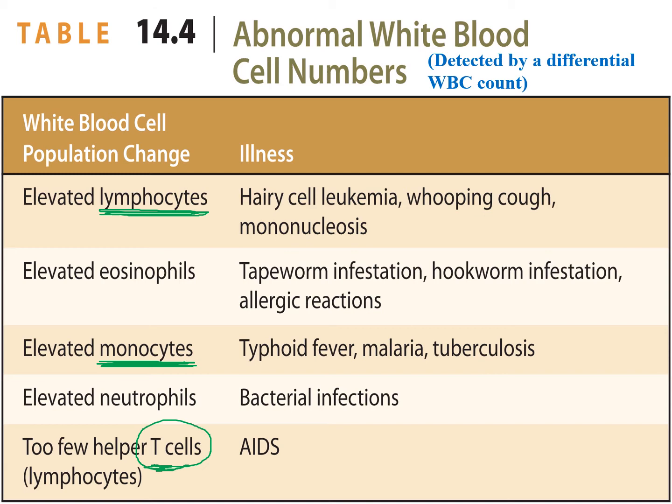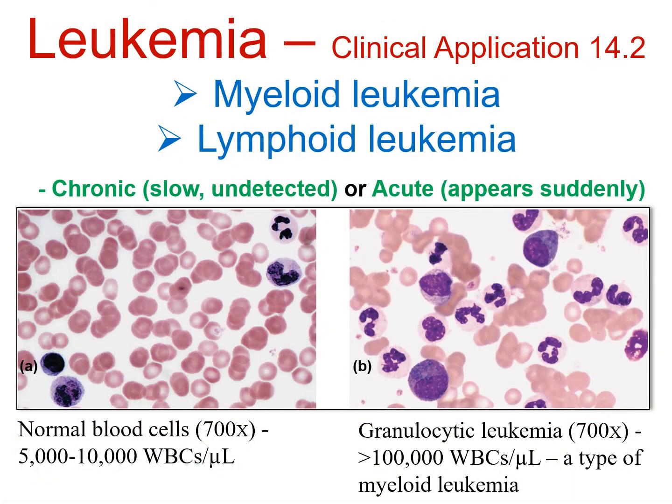This is not a table you need to memorize, but I just wanted to point out the fact that different kinds of illnesses and diseases can result in elevated counts of specific types of white cells. In your textbook, there is an interesting clinical application box there on page 542 that I want you to read.